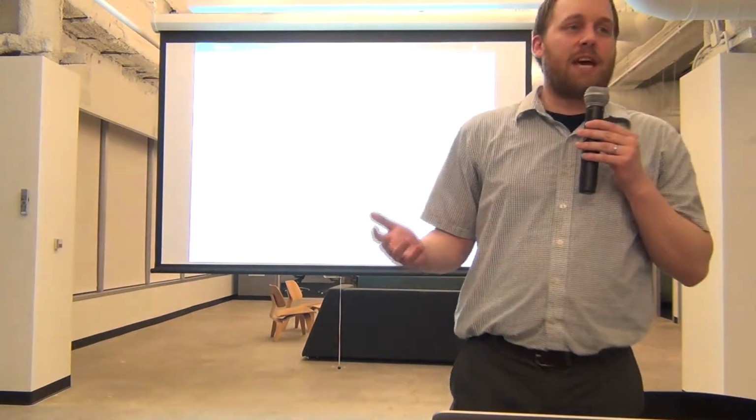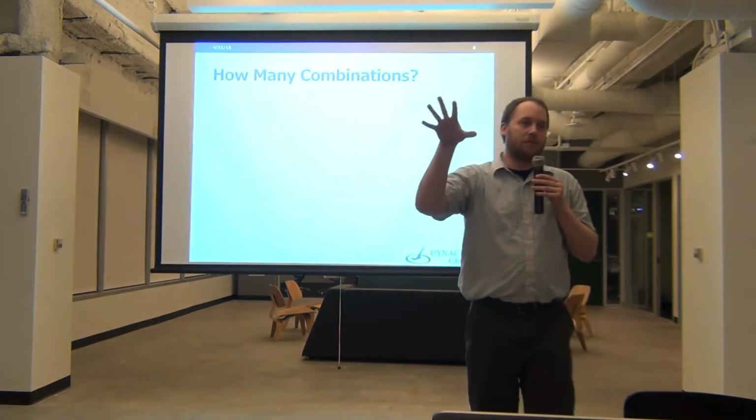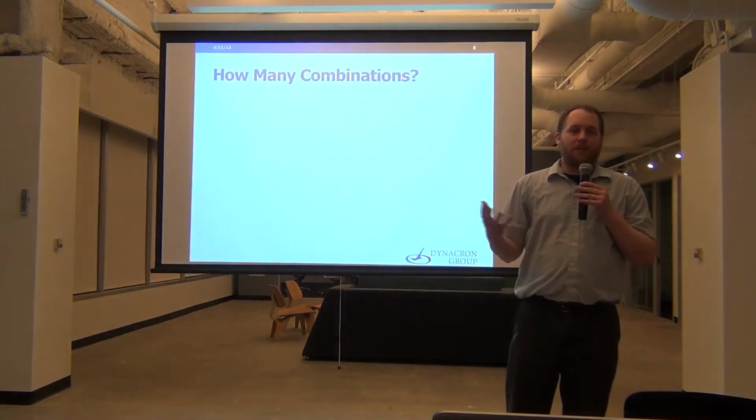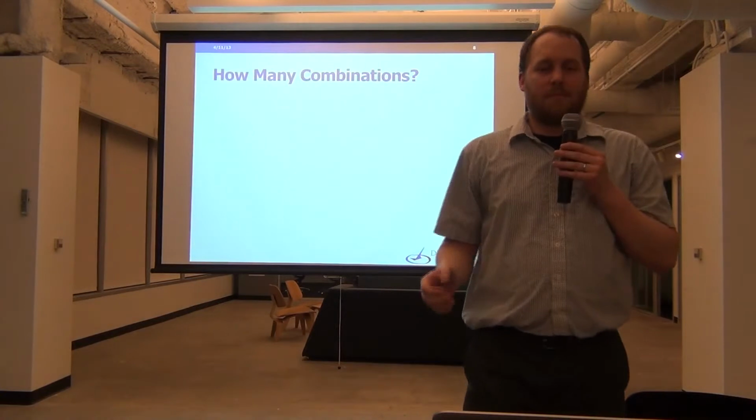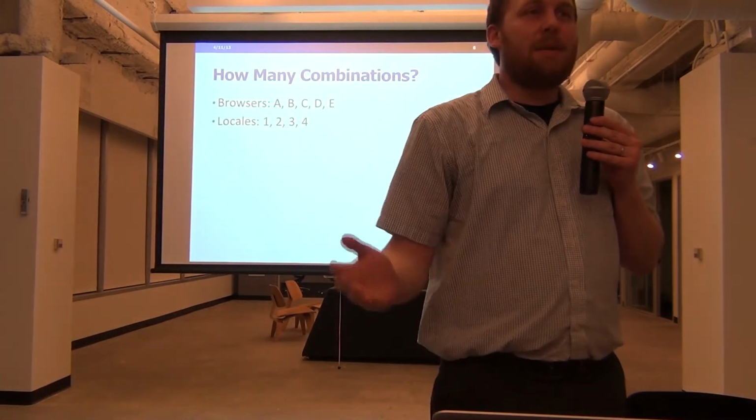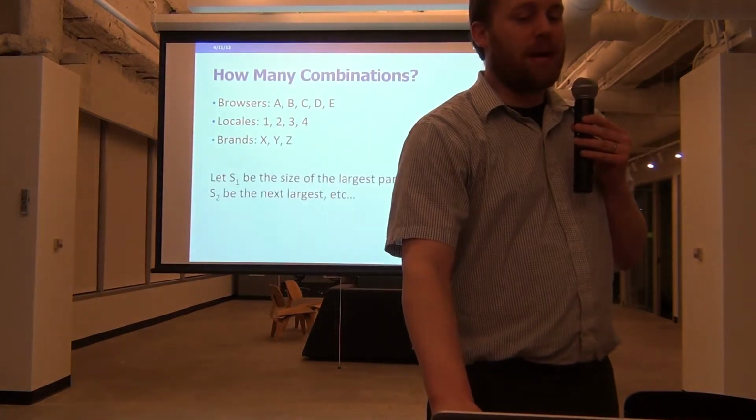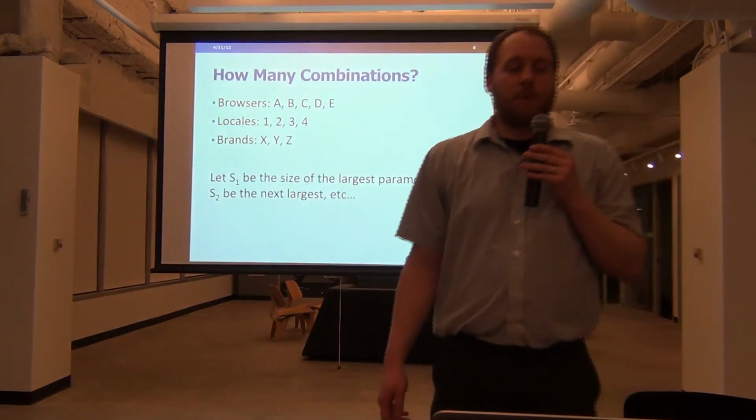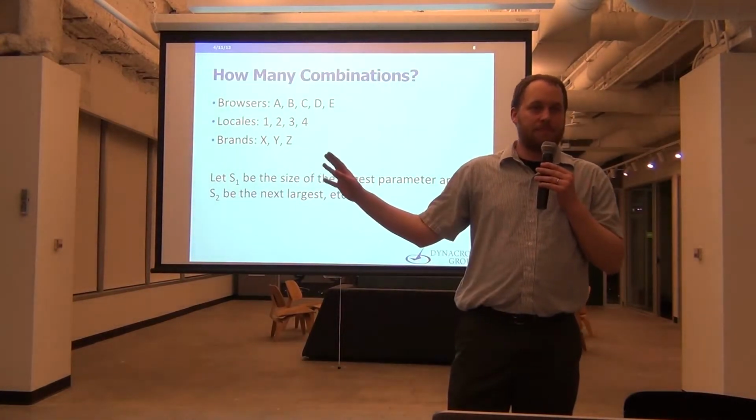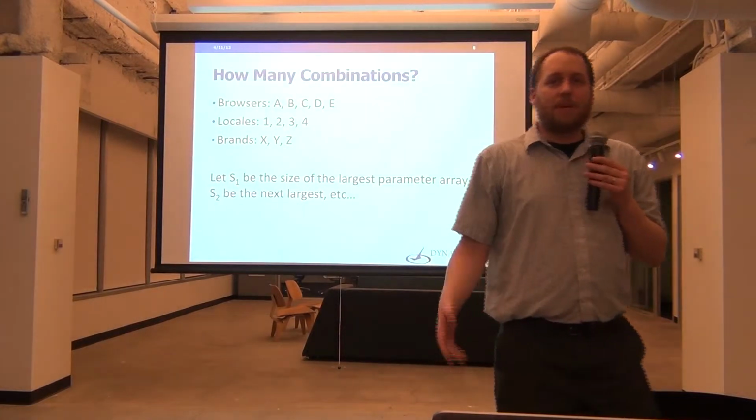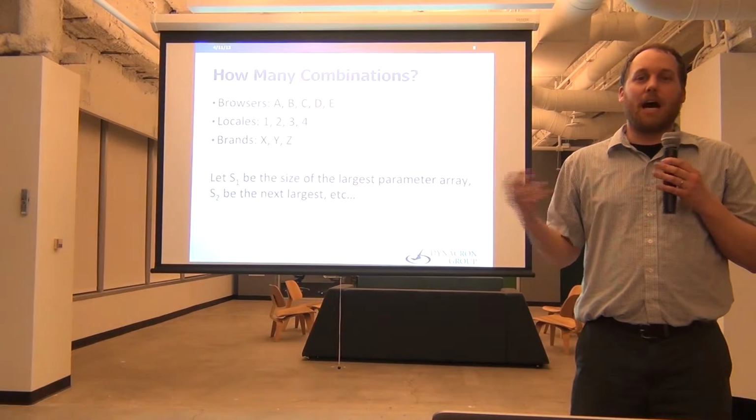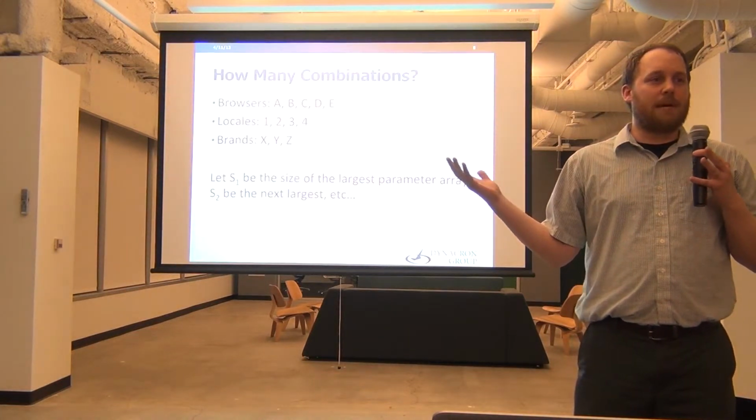So the next problem with this is that if we have all these different brands, browsers, and locales that we're testing against, how many different combinations are we actually going to test? So supposing that we have browsers A, B, C, D, and E, locales 1, 2, 3, 4, brands X, Y, and Z. And we're going to let S1 be the size of the largest parameter array, and S2 be the next largest, et cetera. So how many of these combinations should we test? If we were going to provide 100% coverage, how many combinations does that come out to be? 60.